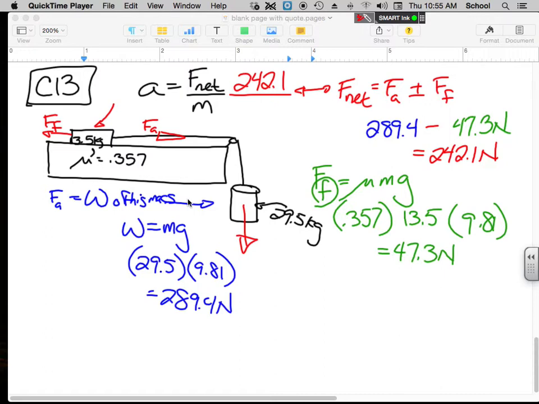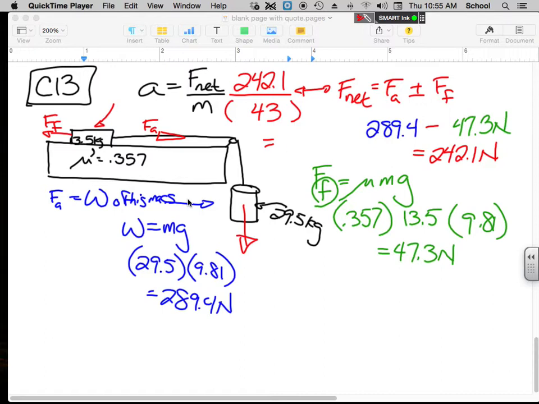So we have to include both masses here. So how do I include both masses? I add them. So if I take 13 and a half and 29 and a half, that gives me 43. I was going to say you could do that without a calculator, but never mind. No, I can't. I need a calculator at all times.